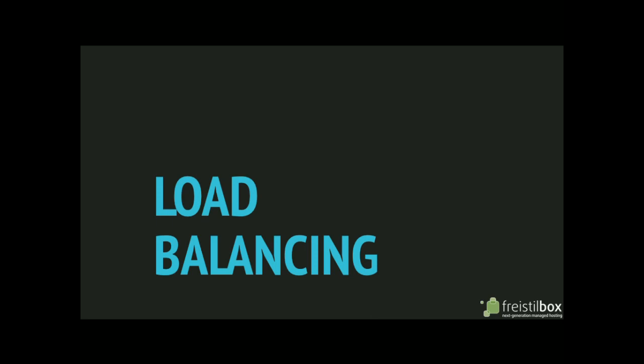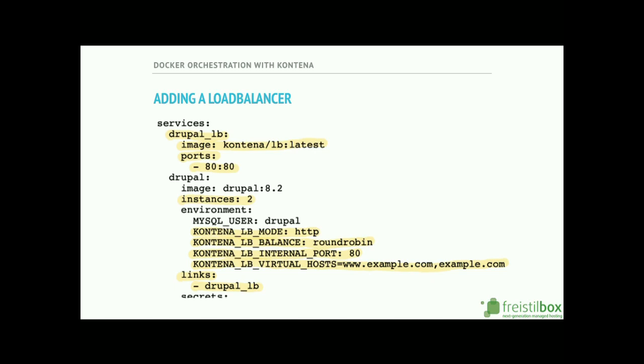Let's hop right to load balancing. If I'd like to run more than one Drupal container and have load balancing, there are only a few minor changes I need to make to my definition. I add a new service called DrupalLB that uses the load balancer image from container and uses port 80 as well. I'll add an instances value to Drupal. In that case, I'm spinning up two instances, and then I have to define a few additional environment variables that tell the load balancer container to automatically connect to my Drupal containers in that case. And that's happening because I link these two services via the links statement.